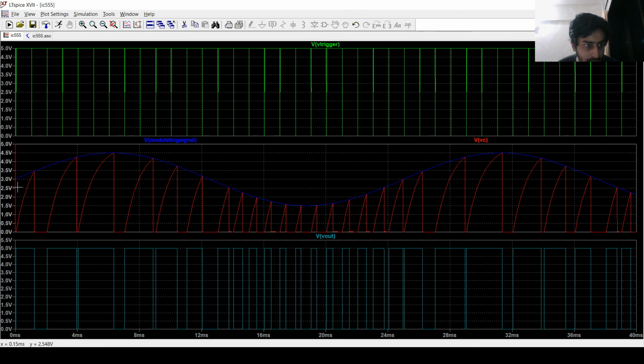And as you can see, the modulating signal starts at 3 volt and goes up to 4.5 and down to 1.5 volt, which means it is an AC/DC signal. The frequency of this output decreases when the modulating signal increases, and the frequency of the output increases when the modulating signal decreases, as you can see over here.